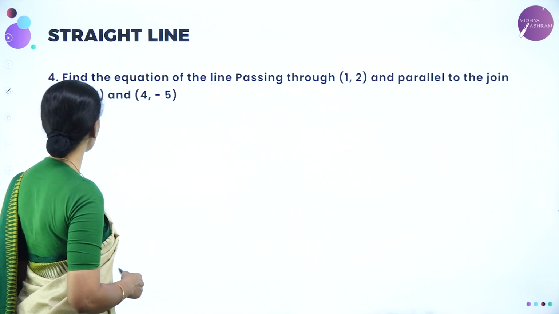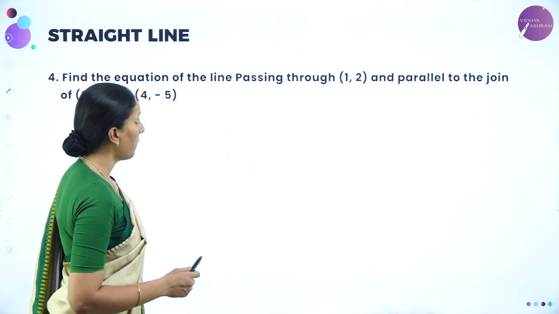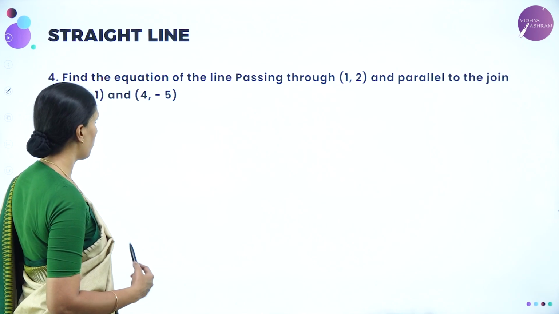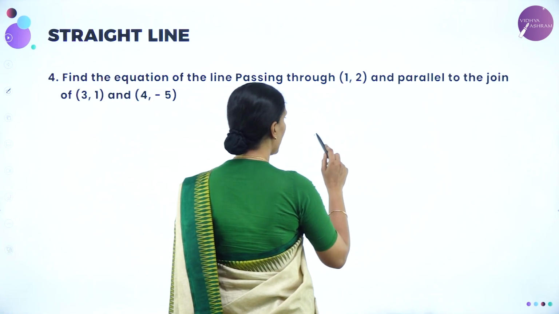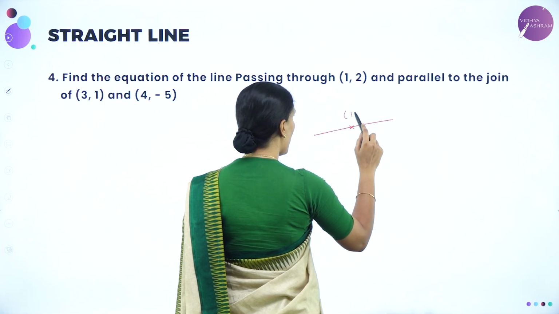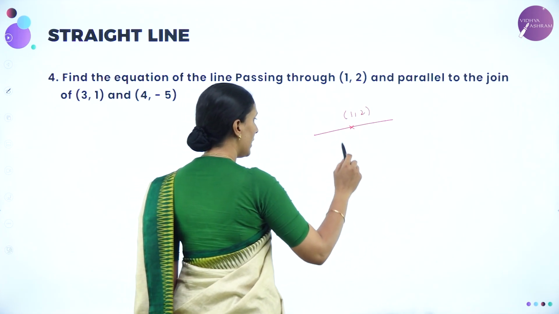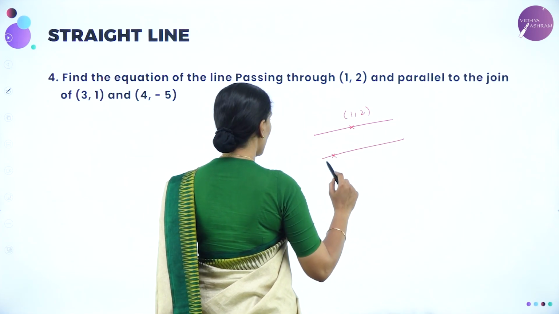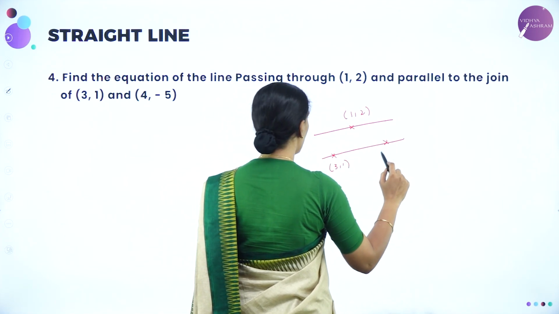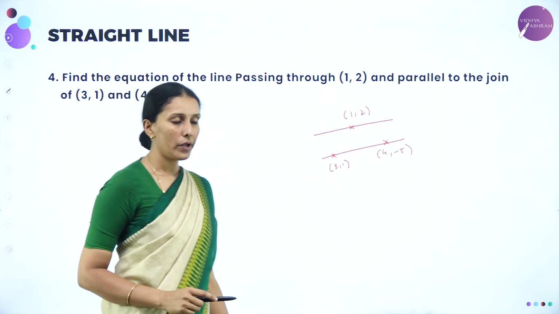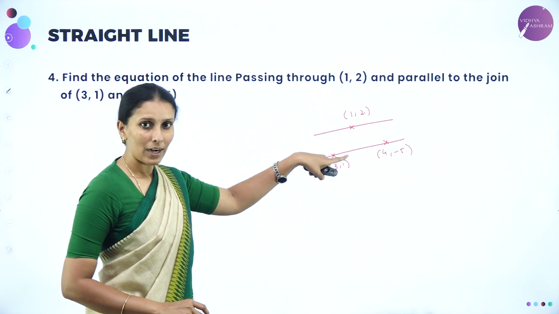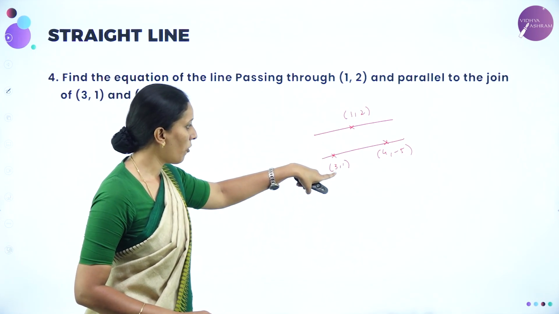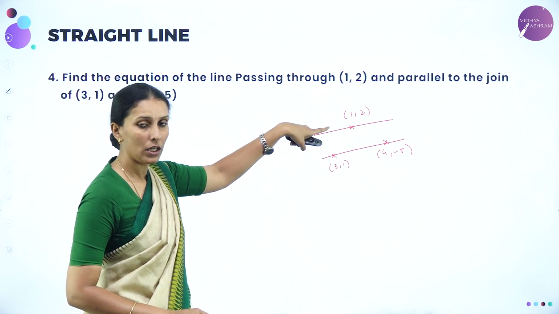Next one: find the equation of the line passing through (1, 2) and parallel to the line joining (3, 1) and (4, -5). Let me consider the required line is this. It is passing through the point (1, 2) and it is parallel to the line passing through the points (3, 1) and (4, -5). If two lines are parallel to each other, then their slopes are obviously equal. And if we get the slope of this line, it is the same as for the required line.